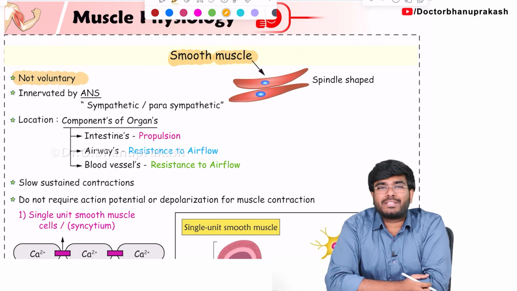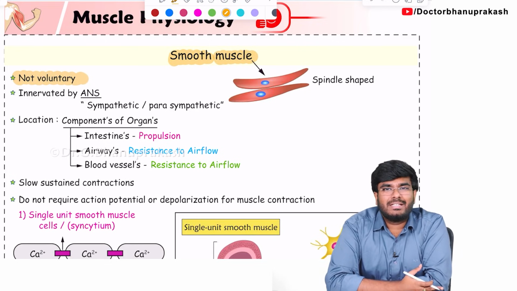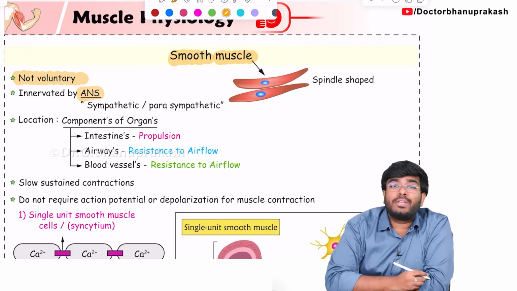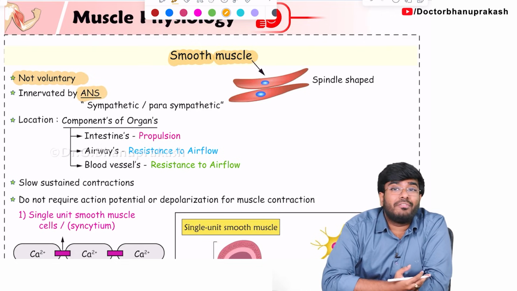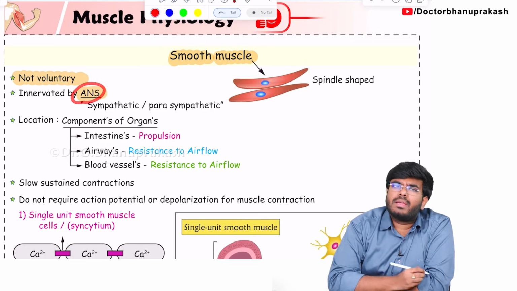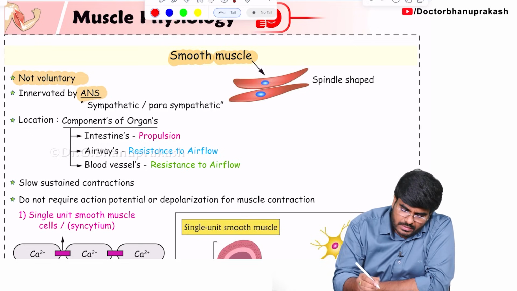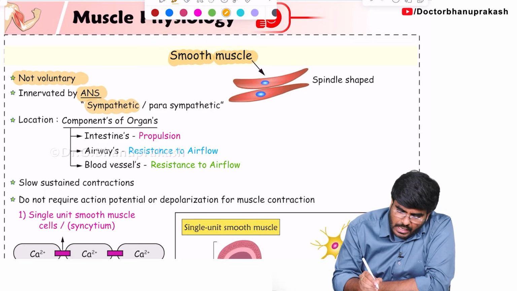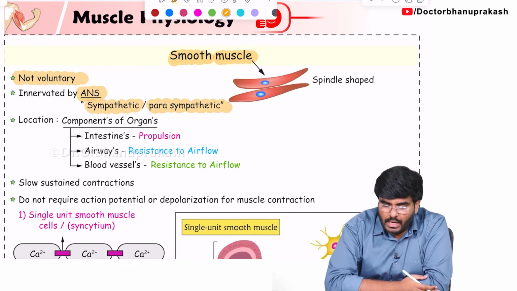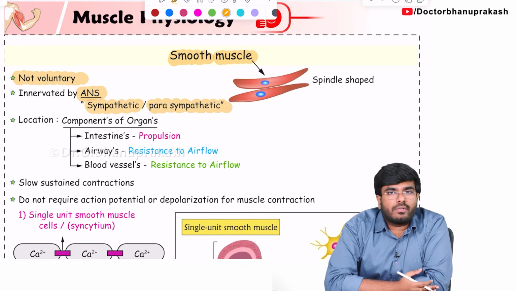They are involuntary muscles. They are not under the control of the somatic nervous system. They are under the control of the autonomic nervous system, meaning you cannot contract a smooth muscle at will. Autonomic nervous system meaning what? Either sympathetic or parasympathetic. The smooth muscles are under the control of the sympathetic or parasympathetic. Either this autonomic nervous system is going to increase the contraction or decrease the contraction of the smooth muscles, depending on the situation.